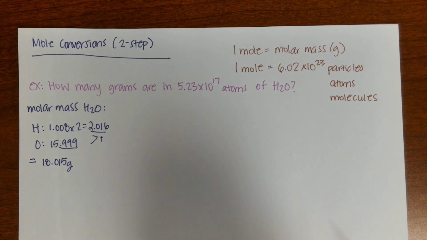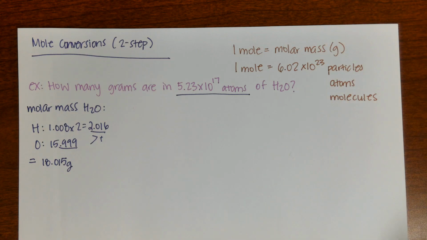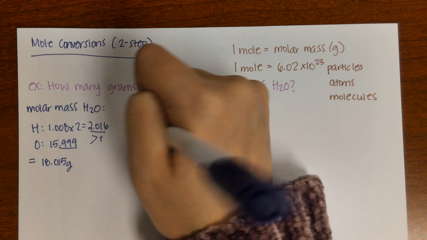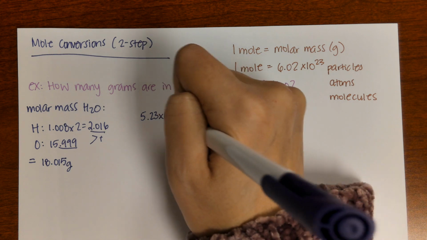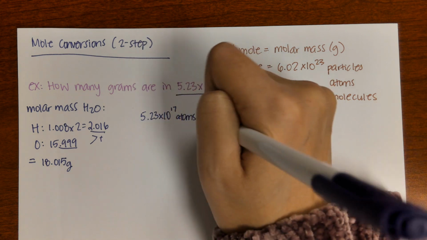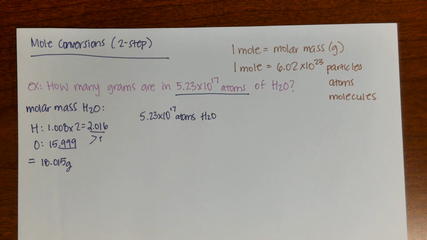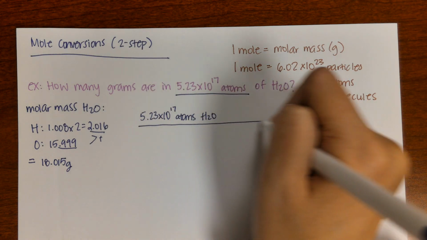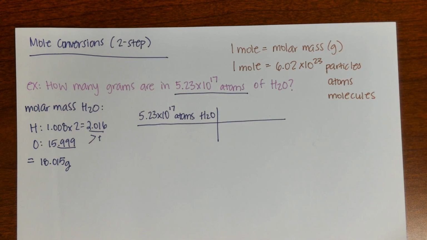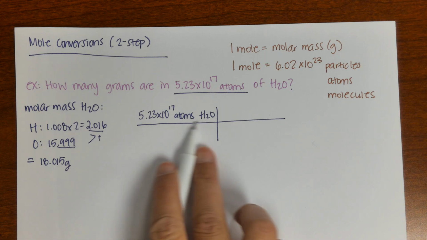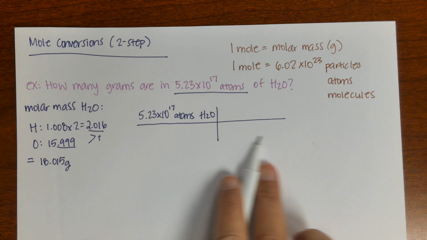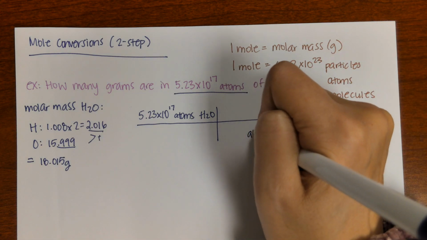Now we're going to start with our train tracks. We are starting with our given 5.23 times 10 to the power of 17 atoms H2O. Again, always include units, because units tell us what to do next. So we want to cancel out the atoms so that way we get to grams. So I'm going to pull those units down here.